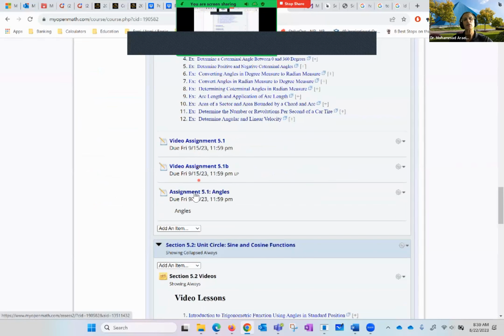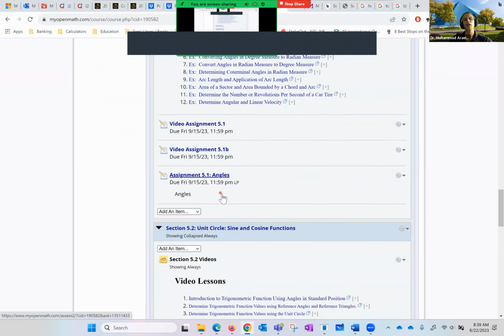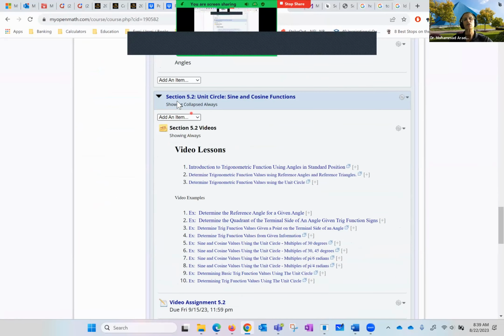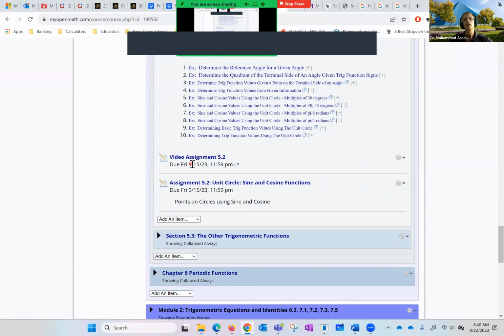Then I do the next one. Then I do the actual assignment. And I'm done with that section. I hope you see how easy it is. Then I move on. Look at the next section. Same thing. Some videos, one video assignment, and then the actual assignment. So that's how easy this thing is going to be.